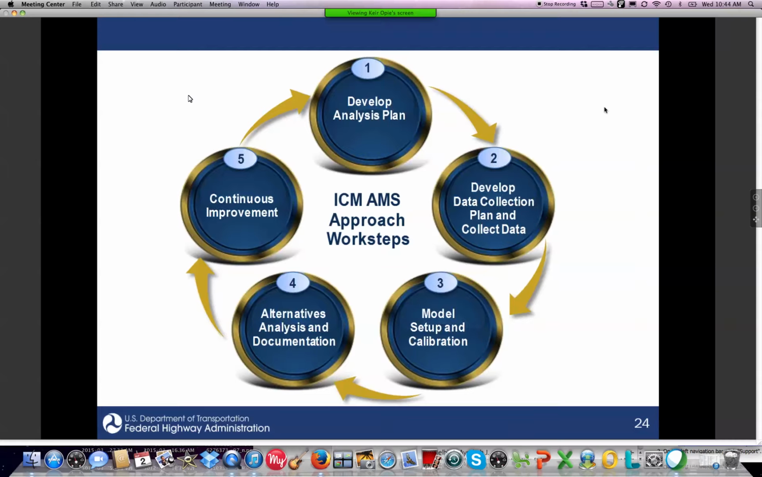Critical to an AMS approach is the data collection. It's important to really think that through and make sure that you're getting all of the data that you need. Again, step 3, model setup and calibration.